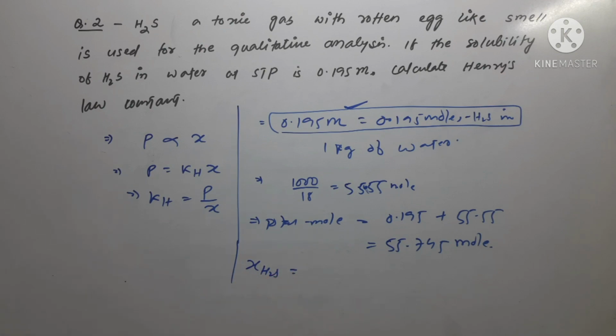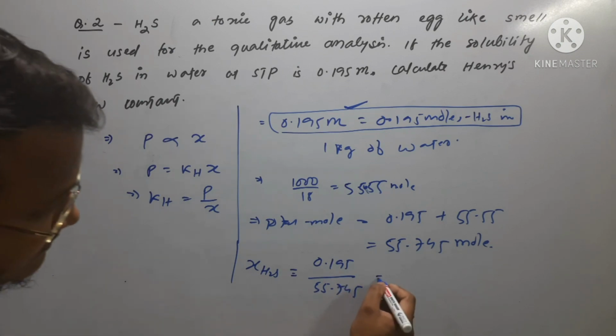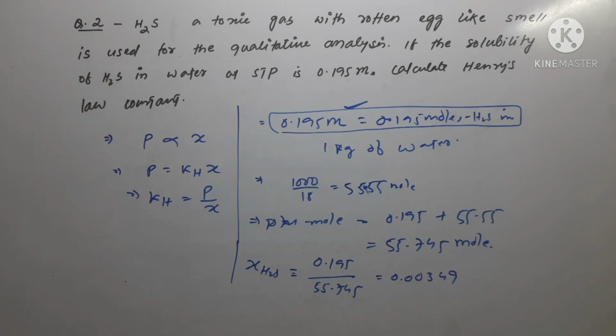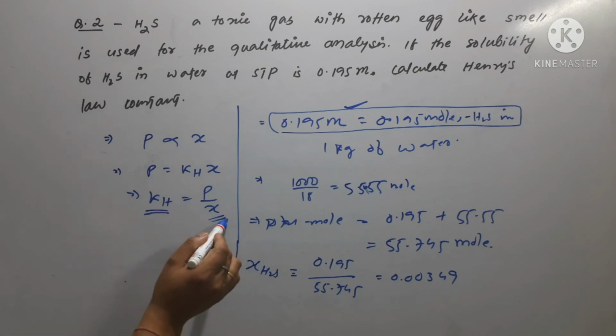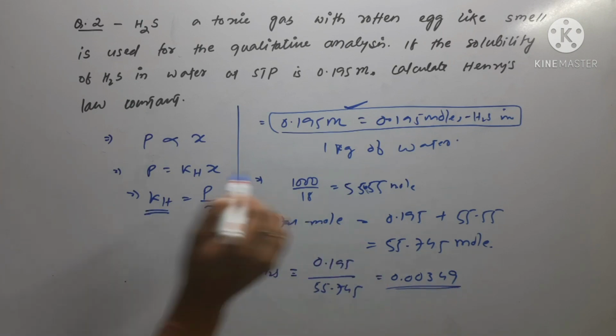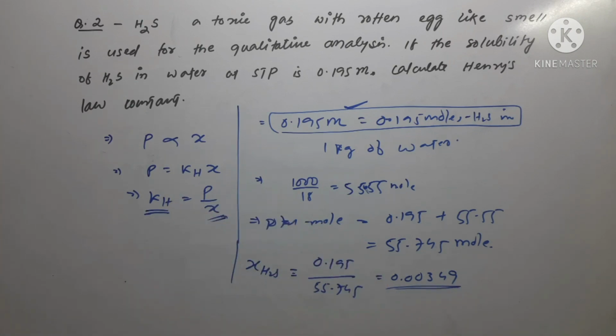So how is this calculated? Mole of H2S, which is 0.195 mole, divided by the total mole of the solution, isn't it? So it will come out as 0.00349, something like that. Now guys, look, why are we doing this? Because we need this value to calculate. This is the mole fraction of H2S gas, and mole fraction has no unit, right?